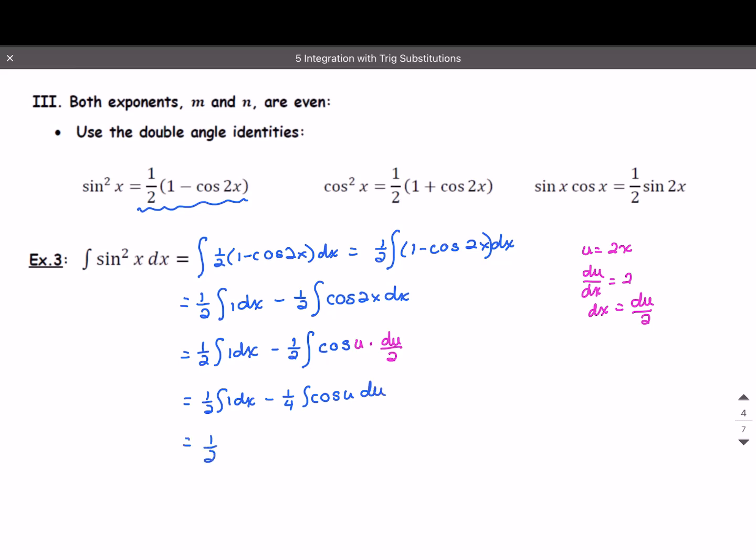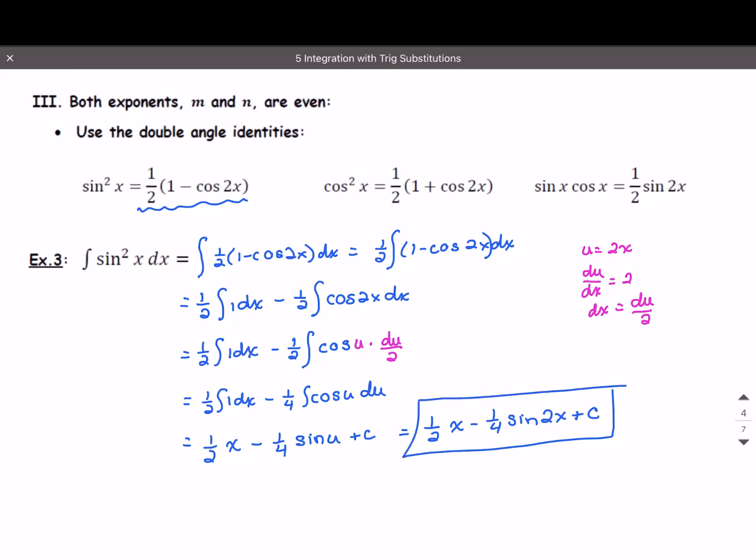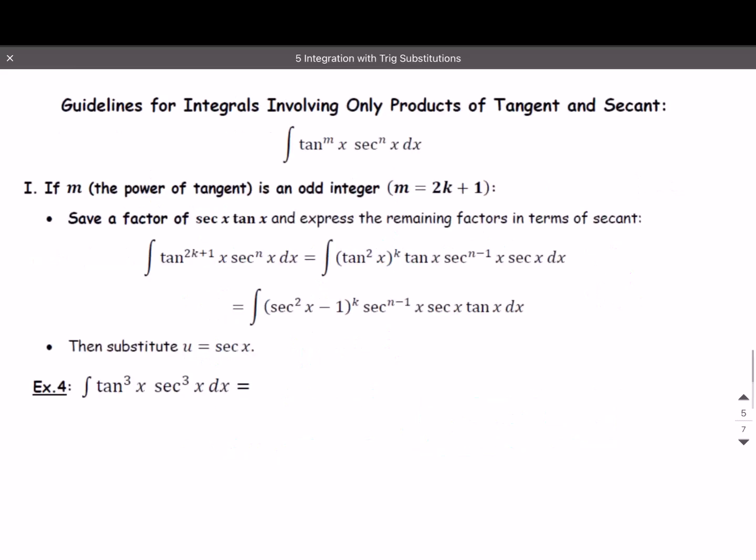So we have 1/2, the antiderivative of 1 dx is x, minus 1/4. The antiderivative of cosine u is sine u. Don't forget your plus c. And then we have 1/2 x. Now don't forget that sine u is really the sine of 2x plus c. And now we've got it.